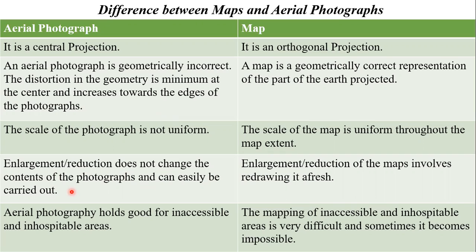Aerial photographs are good for inaccessible and inhospitable areas. For example, in very hilly or mountainous areas, we can take aerial photographs very easily. But we can't go for topographic mapping there. It is very difficult. We can't take all our equipment and walk in those mountain areas. So these are the differences between a map and aerial photography, some quite significant differences.